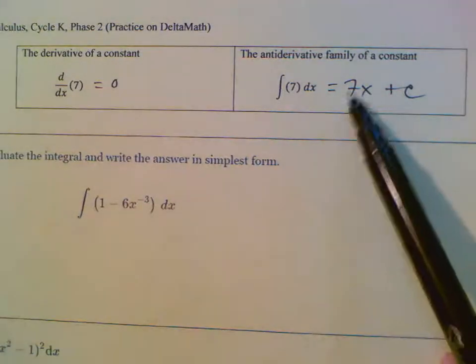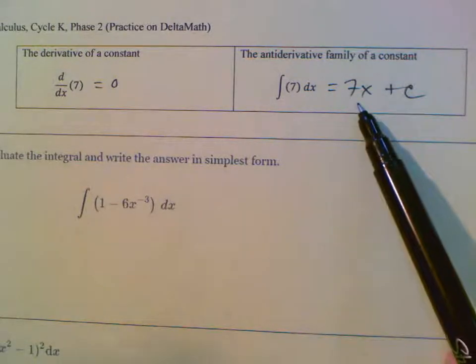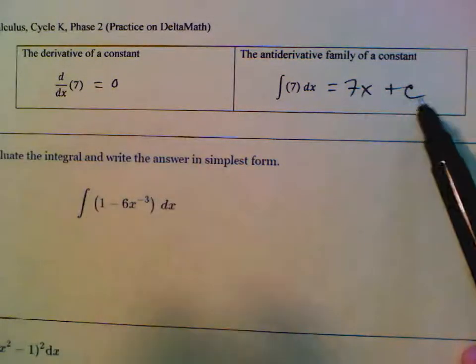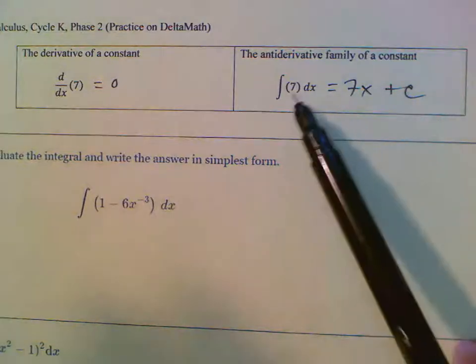And then just think about it. What's the derivative of 7x? 7. What's the derivative of any constant? 0. And that would get you back to 7.